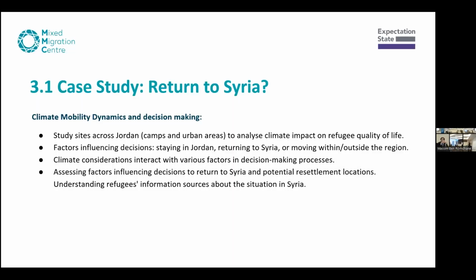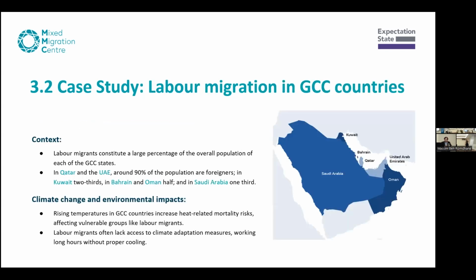Across different sites of Jordan, bearing in mind, of course, that most refugees are not in camps, they're in urban areas. And then what is the impact of climate on their quality of life? What are the factors that influence decision-making in this space, whether it's staying in Jordan or returning to Syria or thinking about moving elsewhere? And what are some of the climate considerations that interact with this decision-making? So really also thinking about if and when people are thinking about return to Syria, what are they thinking about in terms of housing, land and property, for instance, and the impact that climate has had, environmental degradation. And it would be really interesting to know what access to information refugees have in this environment. So that was one case study that we thought about.